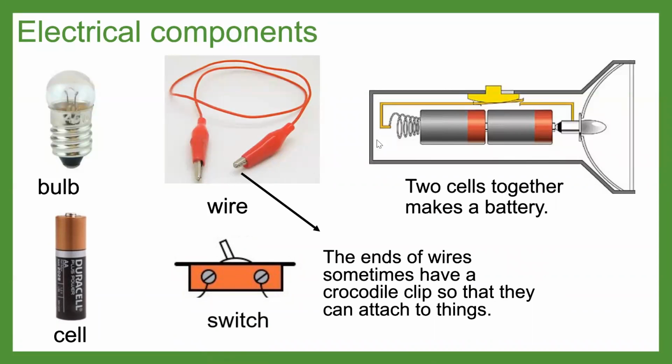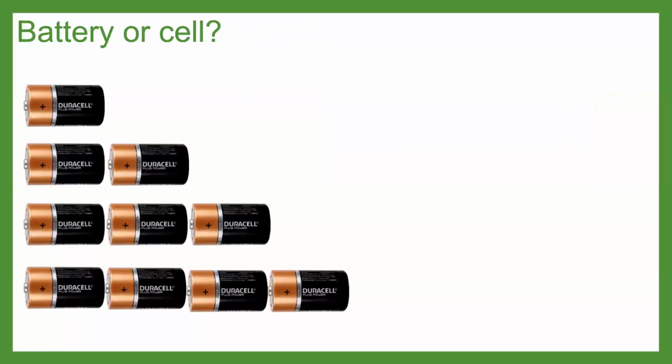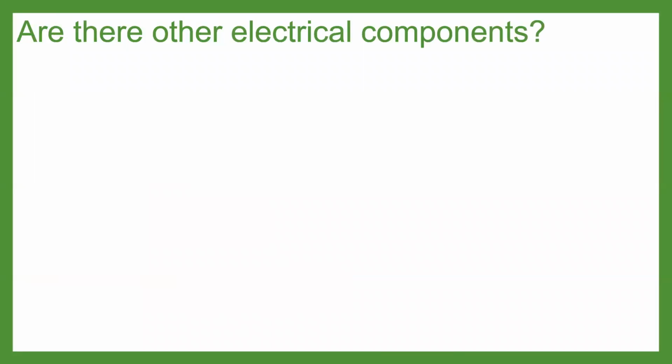And 2 cells together makes a battery. So 2 of those together makes a battery. So are these batteries or cells? Have a look. What do we think? Would these be batteries or cells? Okay, so I can tell you that the first one would be a cell because there's only one, and the next 3 would all be batteries.